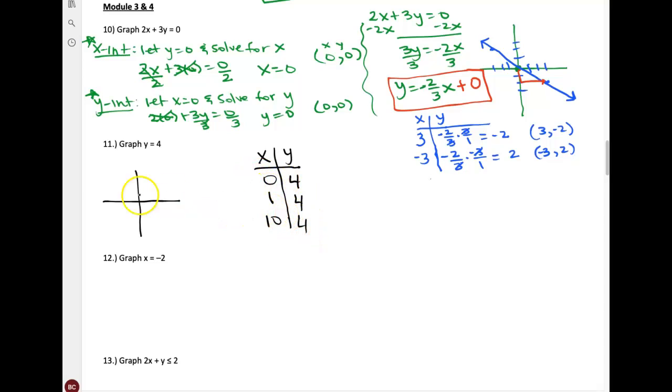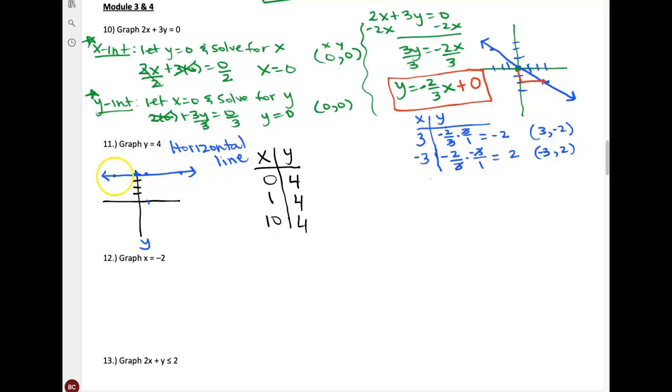Right? And so if I tried to graph that, I'd have over 0 up 4 would be here, over 1 up 4 would be here, over 10, wherever that is, up 4 would be here. Right? So I end up with this horizontal line on the y-axis at 4. So remember that this is always a horizontal line.